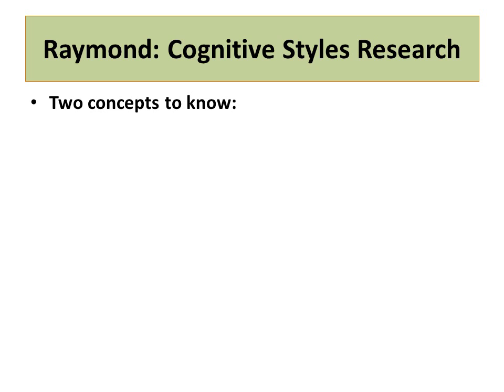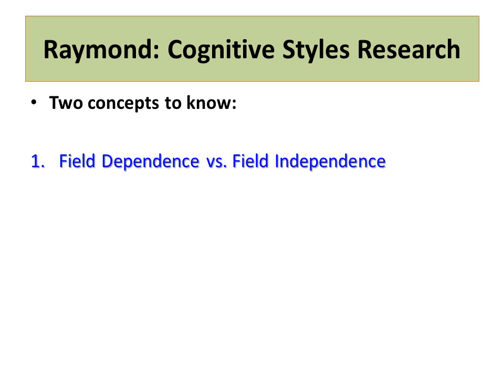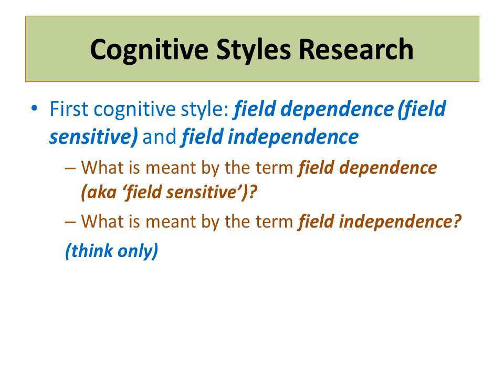There are 2 concepts to know in terms of cognitive style, and the first one is field dependence versus field independence, and the second one is reflectivity versus impulsivity. So the first one, field dependence, also known as field sensitive, and field independence. So what is meant by the term field dependence? And what is meant by the term field independence?